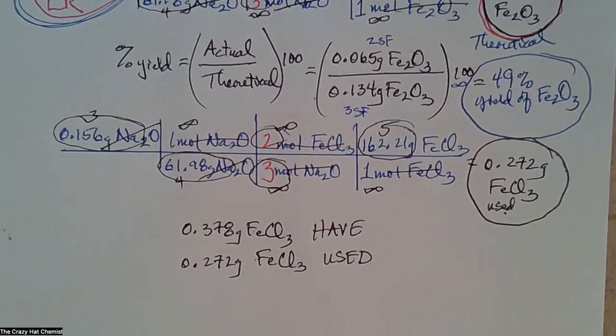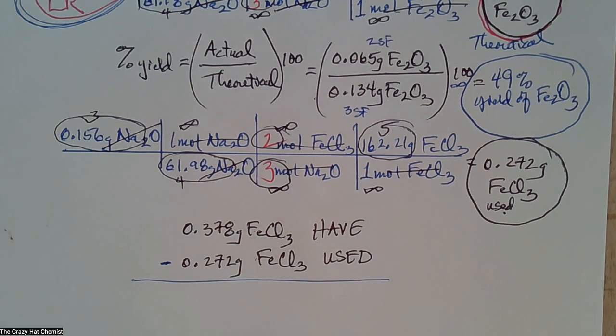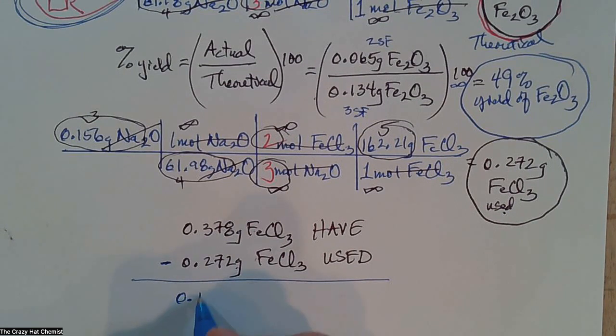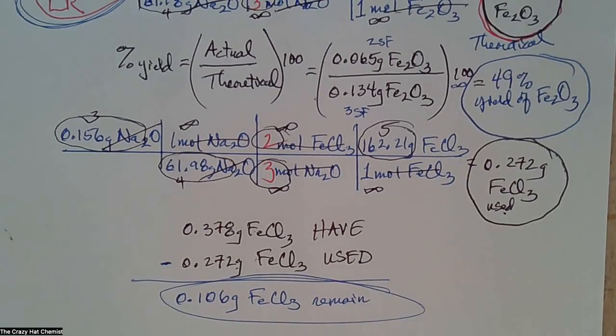Just making sure that you understand this. This is the number that's given. This is the number that's calculated. I'm going to take the difference between these two numbers, and I can do that because they have the same units and the same formula. When I take the difference here, I'm looking at decimal places. They both have 3, so my answer will have 3. This is 0.106 grams of ferric chloride remain. That is the amount that remains of the ferric chloride that is unreacted within this problem.